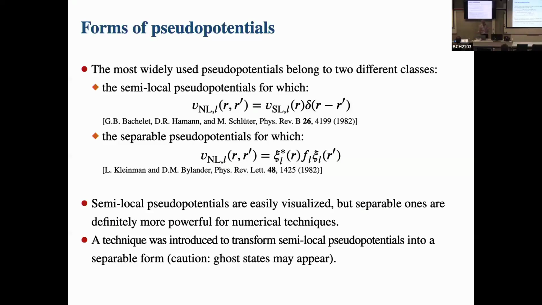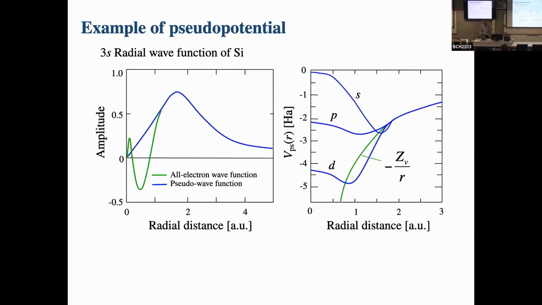And one just needs to be careful about the fact that when you do this transformation, there can be fictitious eigenvalues that appear and that are called ghost states. And one needs to pay attention to that. But again, there are websites that do that for you, as I was mentioning, that's the Pseudo Dojo.